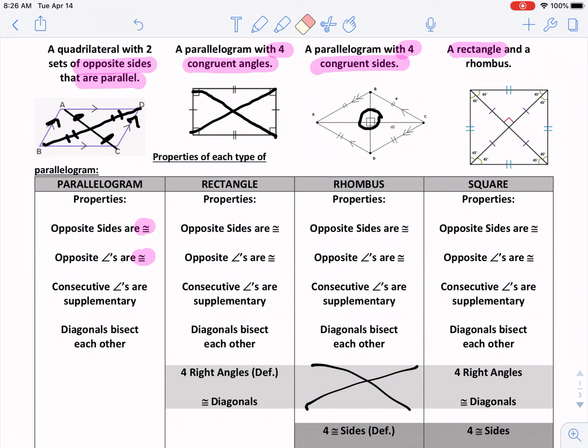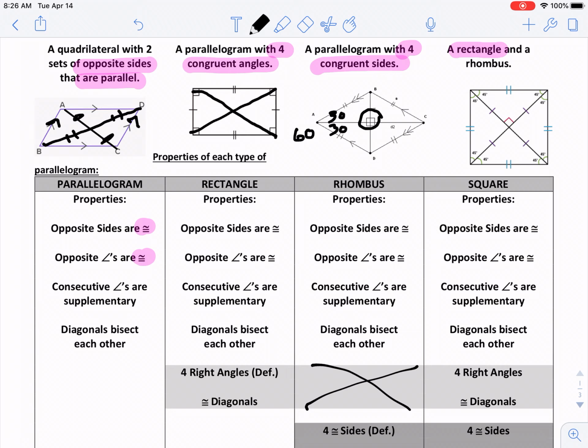So if A in total, let's say, is 60 degrees, it splits it so the top is 30 and the bottom is 30. That looks really bad. Sorry, guys. 30, 30.